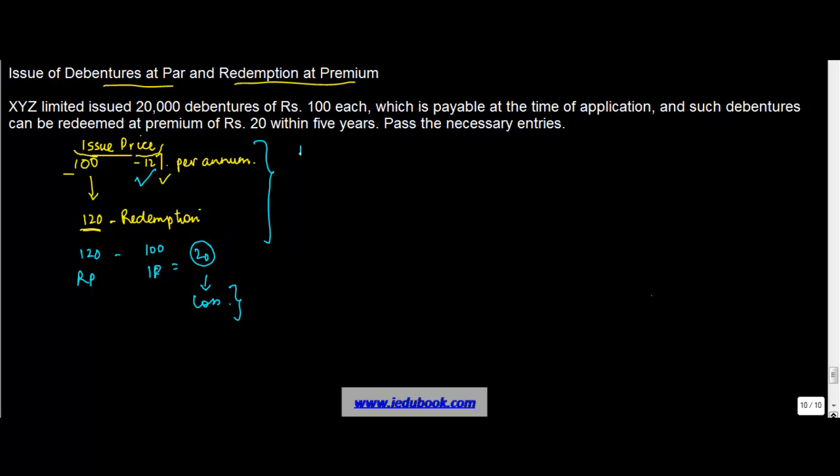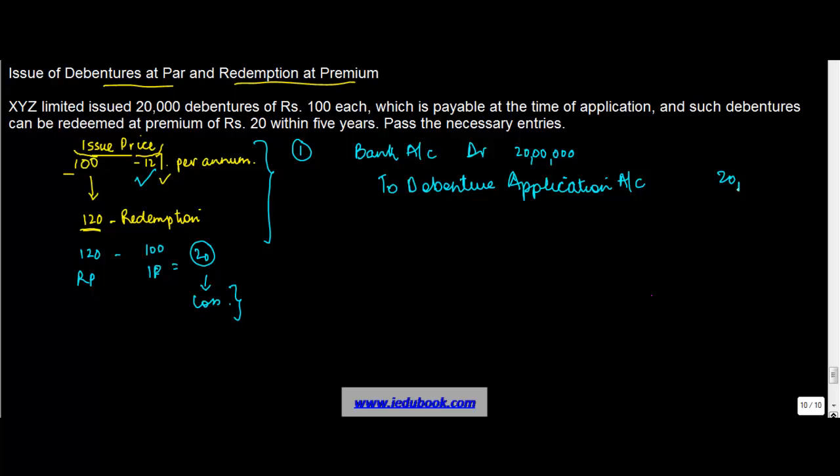So the first entry is when you receive the money at the time of application. You've got 20,000 debentures of 100 each and you get the entire money which is payable at the time of application. So you will debit your bank account by the total money that you receive, which is 20 lakh, and you will credit the debenture application account by 20 lakh.